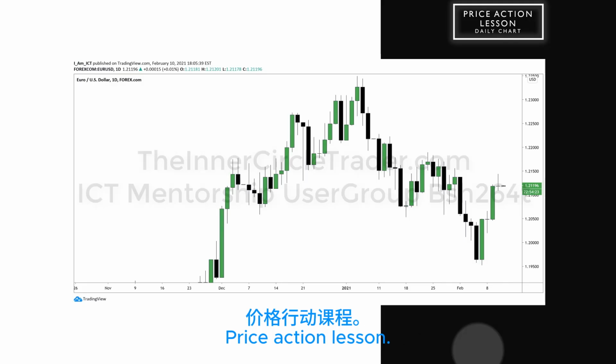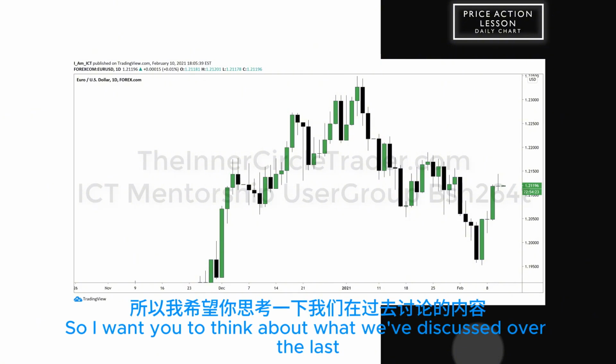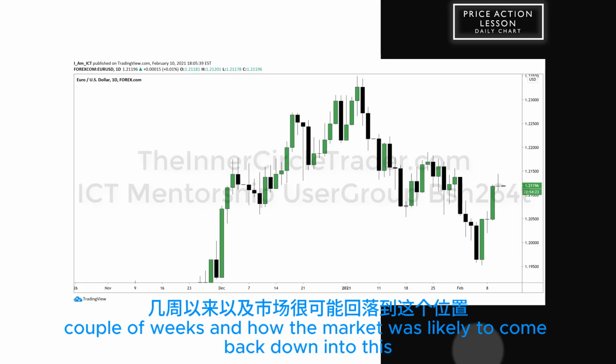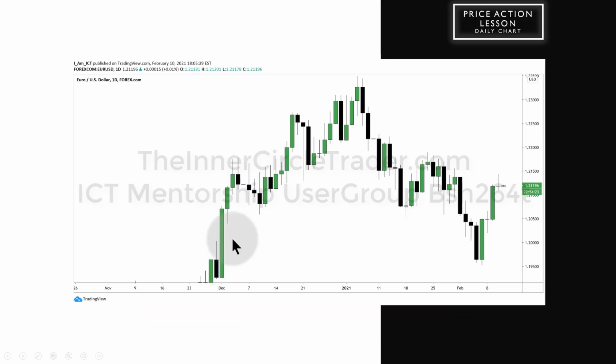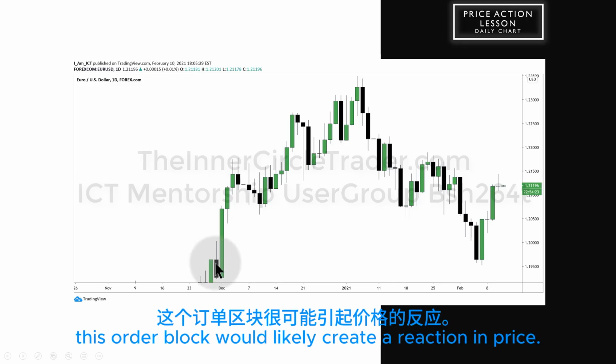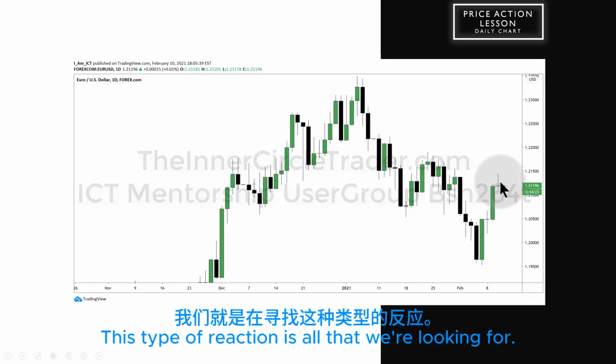All right, price action lesson. We are looking at the Euro Dollar daily chart again. I want you to think about what we've discussed over the last couple weeks and how the market was likely to come back down into this fair value gap. And if it overshot the fair value gap, this order block would likely create a reaction in price. This type of reaction is all that we're looking for.